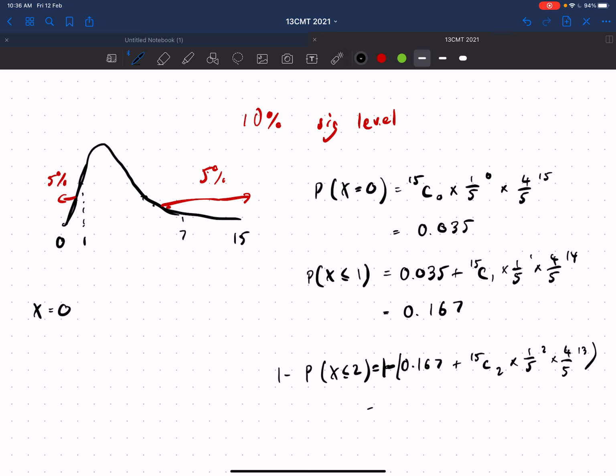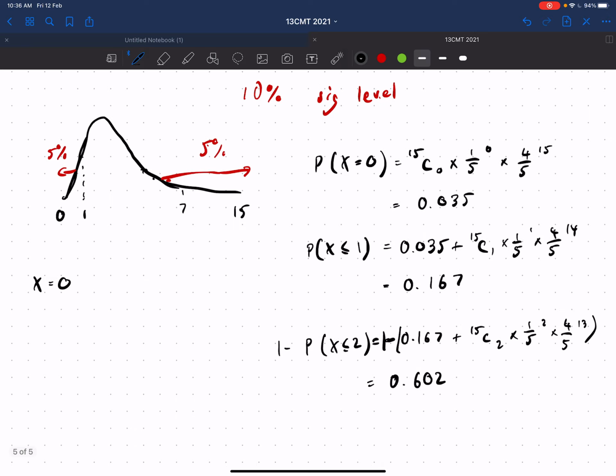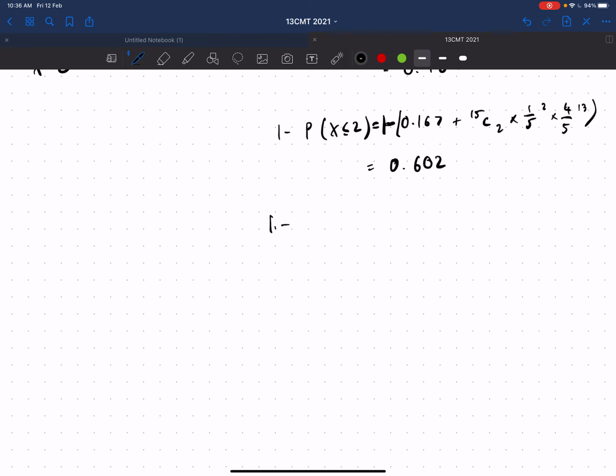What has anyone got for what that is? 0.6 exactly. 0.602. So it's not below the 5%. I would then move on to 1 minus probability x is less than or equal to 3, and I would continue this on until I get to that value which would be below 5%. I know the answer from the back of a book, but you can work that second side out yourself. I've given you that starting point.